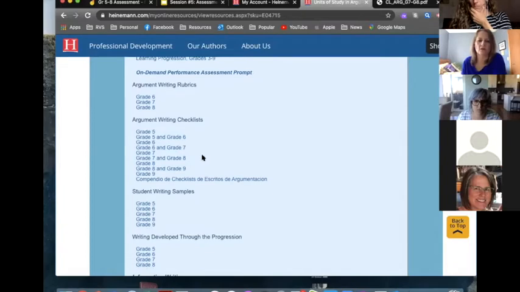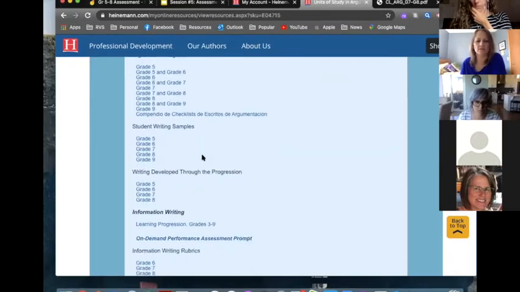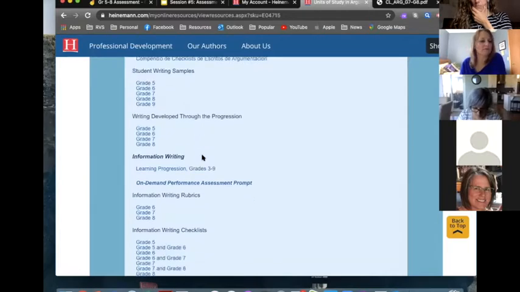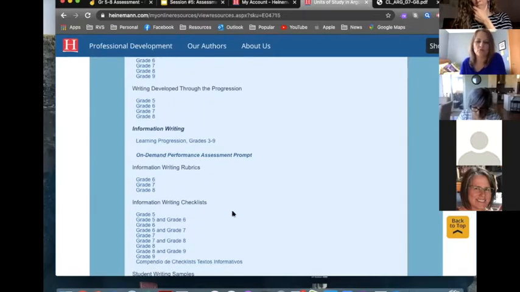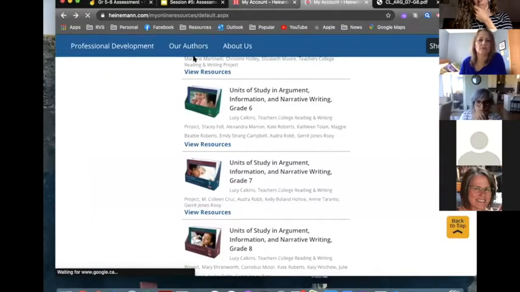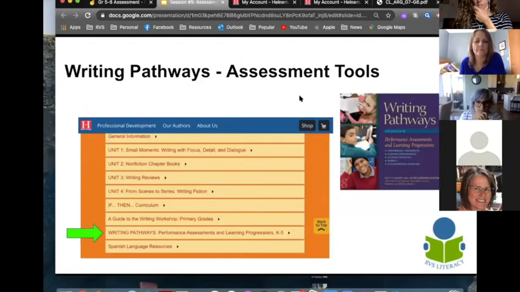So we're looking at our rubrics, our checklists, our samples, those annotated samples that we referenced in the conferring piece. And then we're going to move on to informational writing. So a really rich resource for us to be able to leverage within our classrooms.